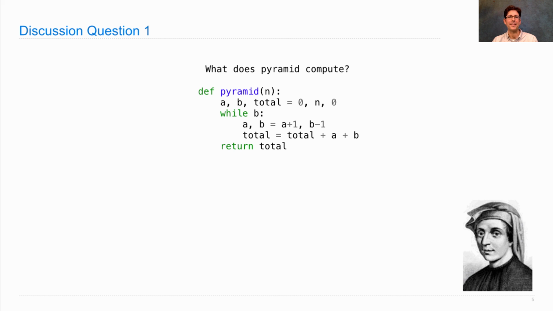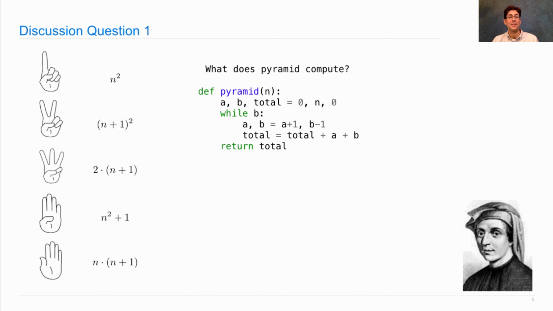This example is courtesy of my wife, who likes to do pyramids of push-ups. 1 push-up, then 2, then 3, then 4, then 5, then 4, then 3, then 2, then 1. Anyway, the question is, for this function definition, what does pyramid n compute? Does it compute n squared, or n plus 1 squared, or 2 times n plus 1, or n squared plus 1, or n times n plus 1? Think about it for a second.